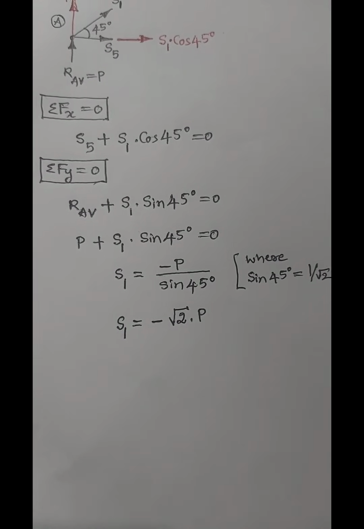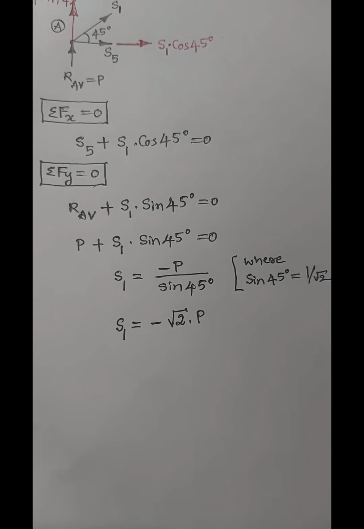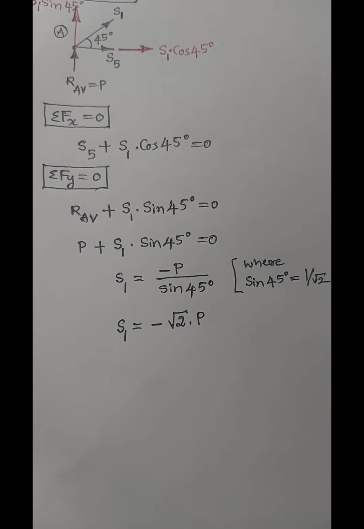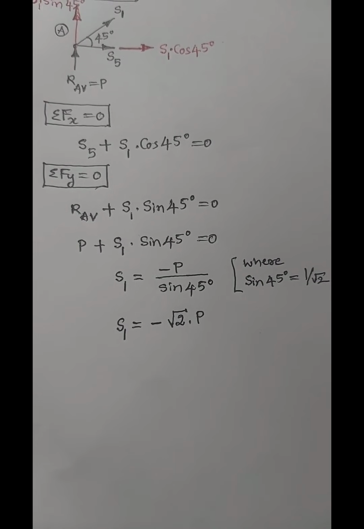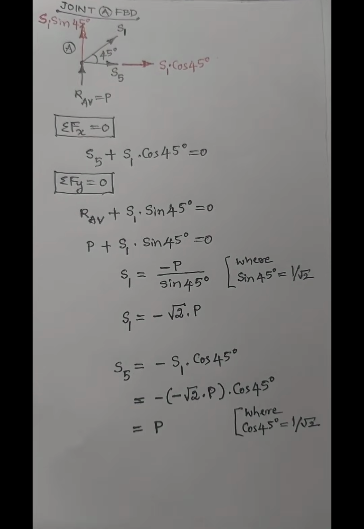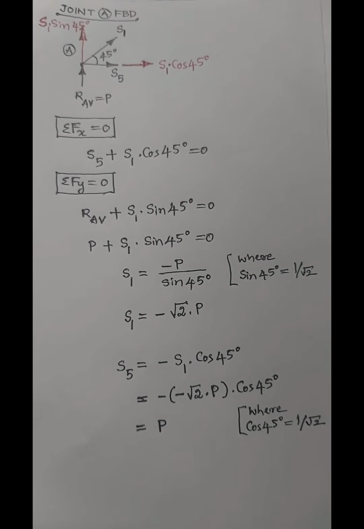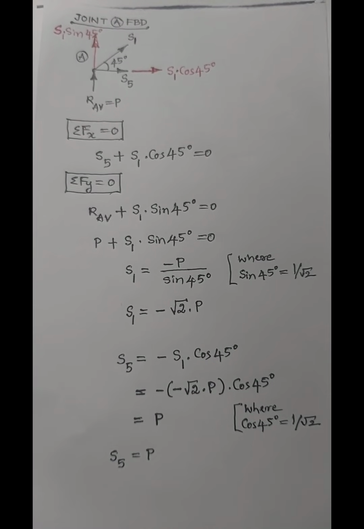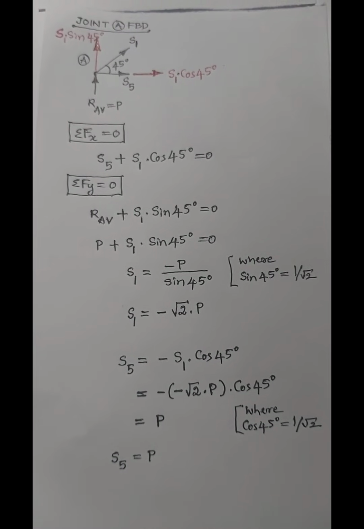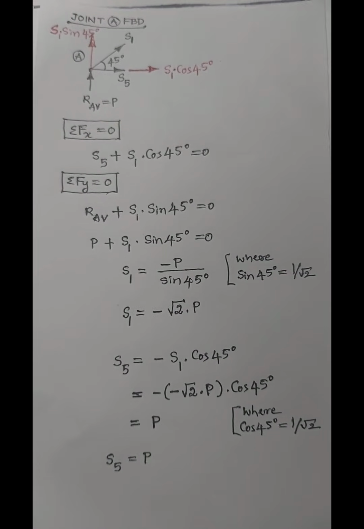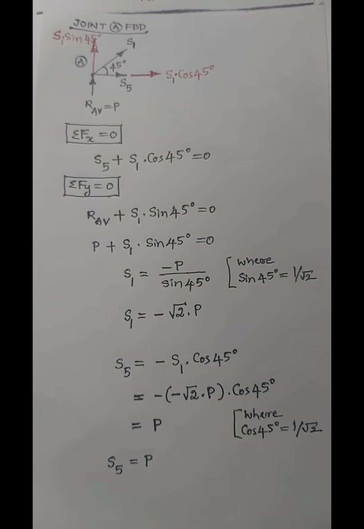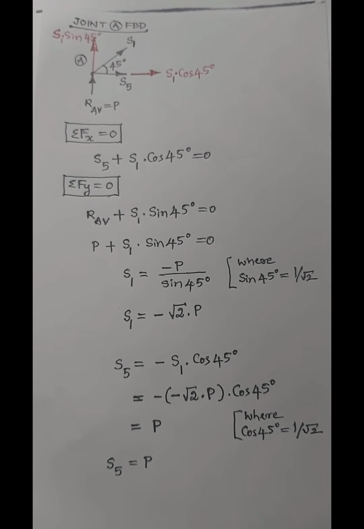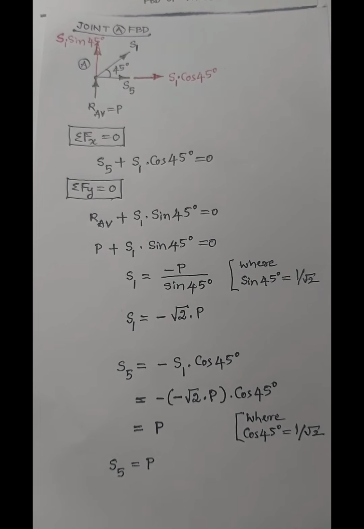When you substitute the S1 value, minus root 2 into P, in the above equation, we can get the S5 value very easily. S5 equal to P. By following the obtained results of S1 and S5, S1 is negative, that is minus root 2 P, and S5 is P. A negative sign indicates a compressive force. A positive sign indicates a tensile force, which will be generated within the members of the truss.